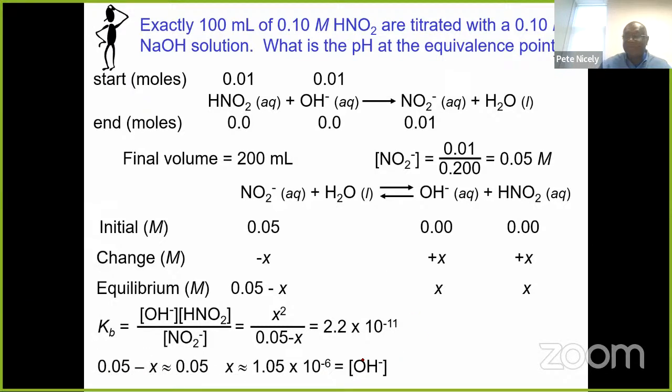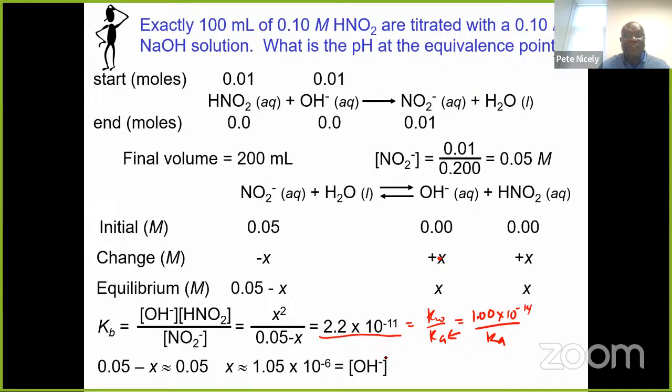You won't get that directly from the tables. That would be equal to Kw divided by Ka. So you'd have to look up the Ka value, put that here, divide into the Kw, which is 1.00 times 10 to the minus 14, and divide by whatever the Ka is, and that will give you the Kb, which is this right here.